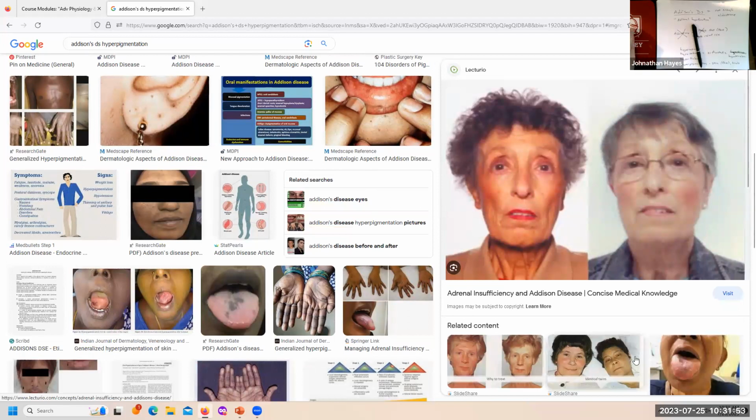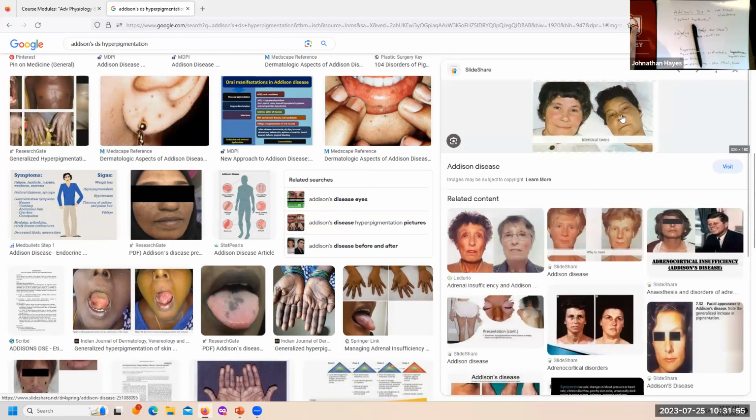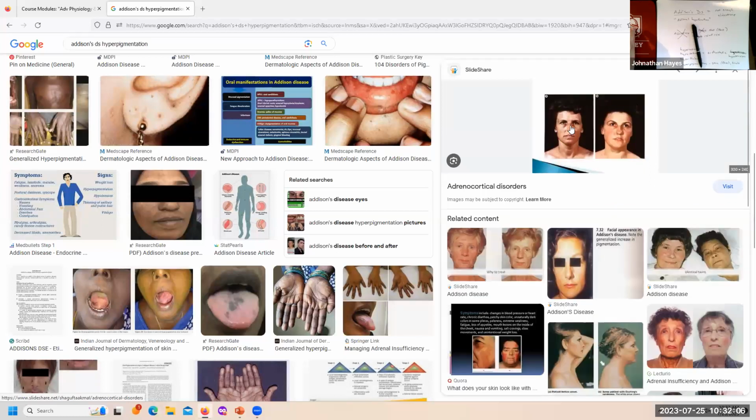But most people look like this with Addison's. They'll get this little freckly portion across the eyes right there. It looks like they've just been into the tanning bed. It'll be difficult to tell, but they'll usually get that pigmentation across the eyes and the bridge of the nose right there. And you'll see that the hands are darker.